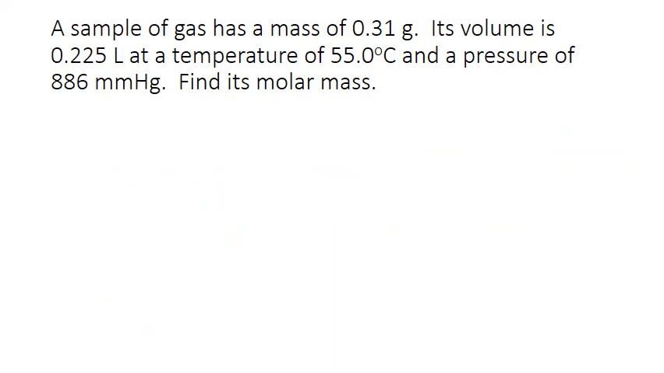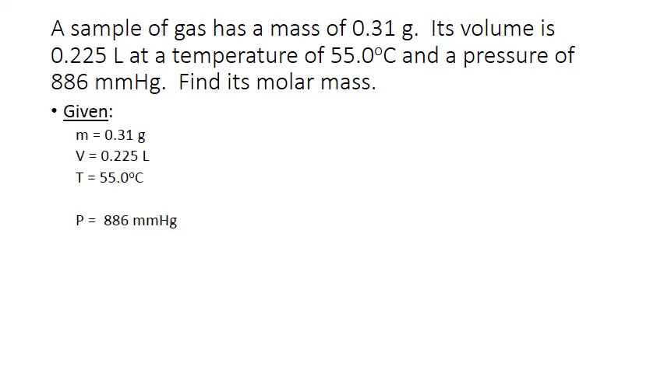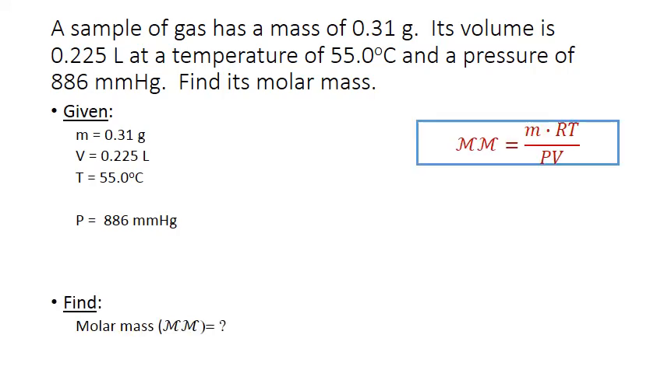So let's look at a molar mass application next. A sample of gas has a mass of 0.31 grams. Its volume is 0.225 liters at a temperature of 55 degrees Celsius and a pressure of 886 millimeters of mercury. Find its molar mass. So we're given mass, volume, temperature, and pressure. We're asked to find molar mass, which means that we should use the molar mass variation of the ideal gas law.